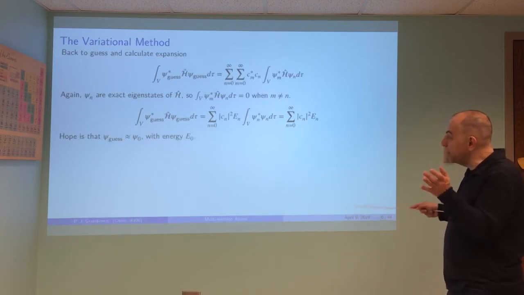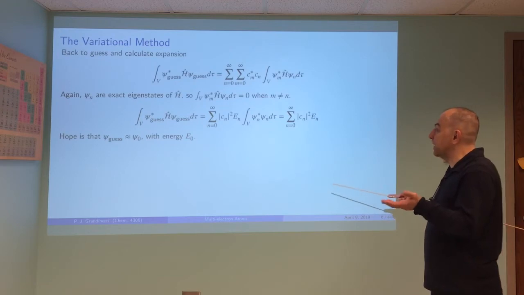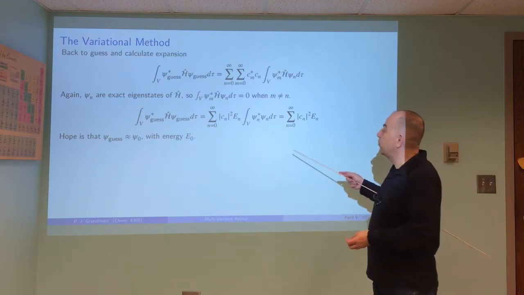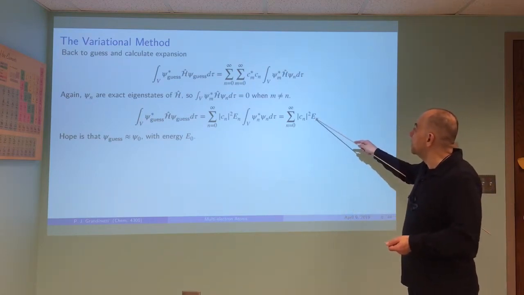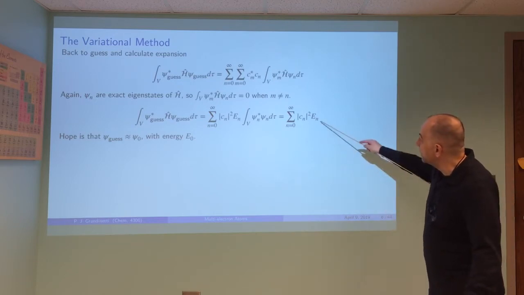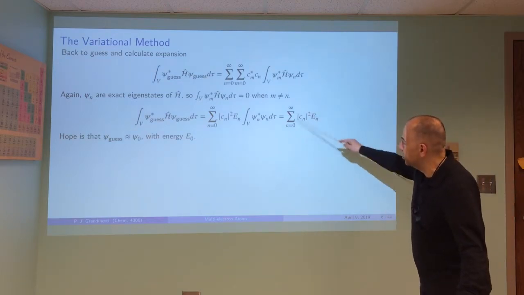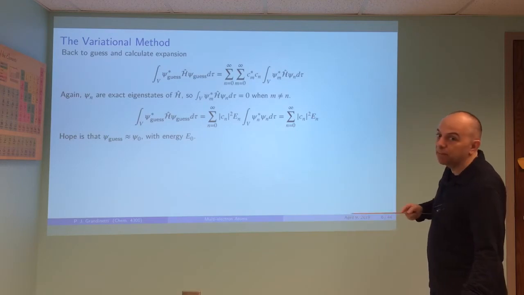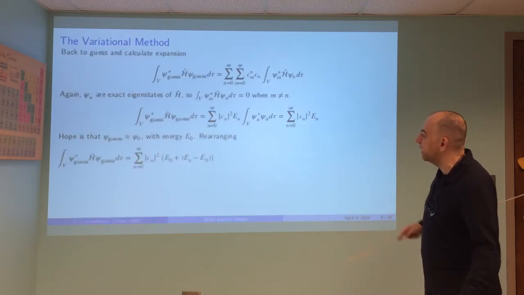Now, if our guess was good, and we actually guessed the ground state, then we're going to get an energy that's very close to E0. But you can see that what we're going to get in general is correctly written here as just a linear combination of all these energy eigenvalues.